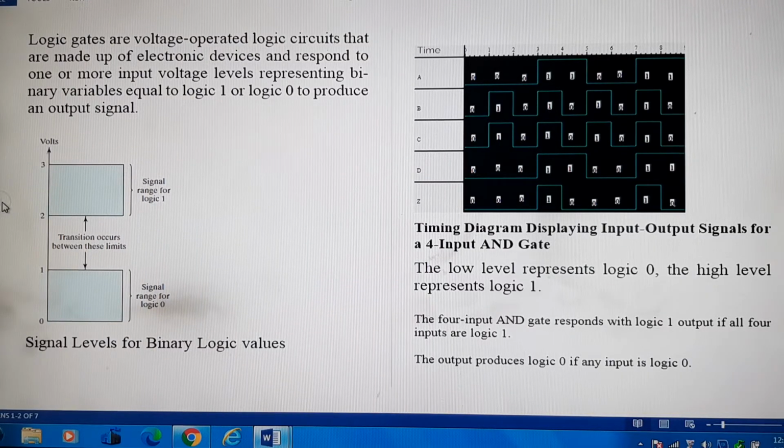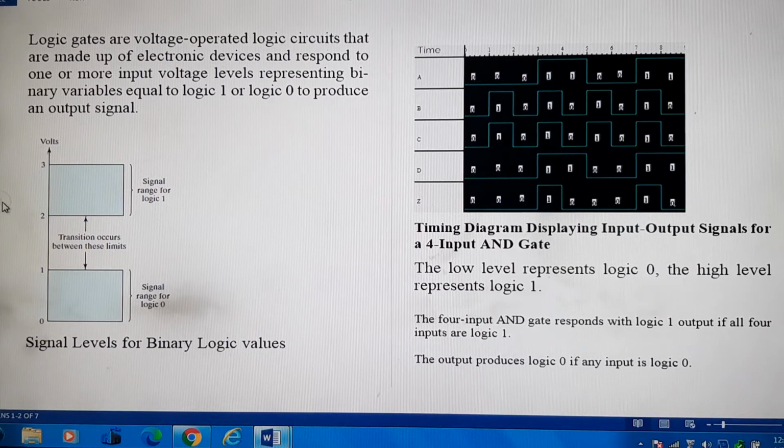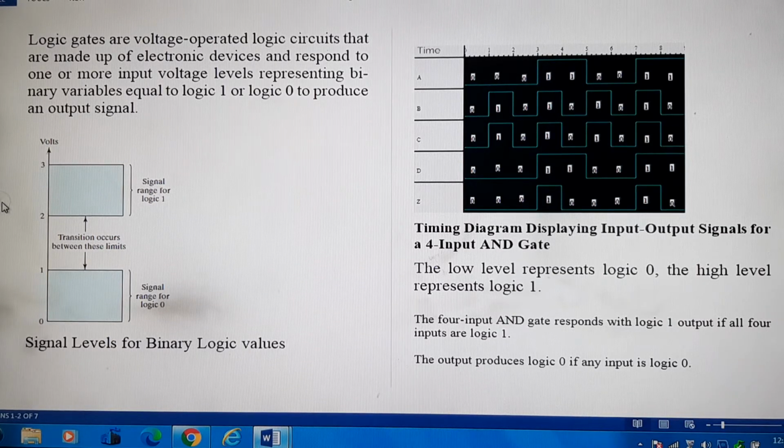Hello everyone. Today we will discuss hardware used in building logic gates. Logic gates are voltage operated logic circuits that are made up of electronic devices and they respond to one or more input voltage levels representing binary variables equal to logic 1 or logic 0 to produce an output signal. The gates are designated by graphic symbols and may have multiple inputs.